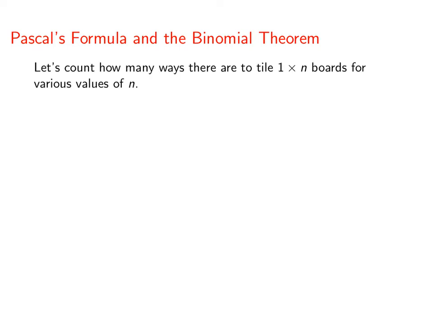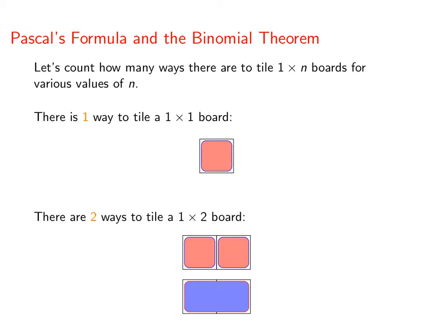What we'd like to do now is count how many ways there are to tile 1 by n boards for various values of n. Now when you have a 1 by 1 board, there's only one thing you can do, and that's just put a monomino on it. And there are two ways to tile a 1 by 2 board. You can either stick down two monominos or put down a domino. Okay, so one way to tile a 1 by 1 board, two ways to tile a 1 by 2 board.